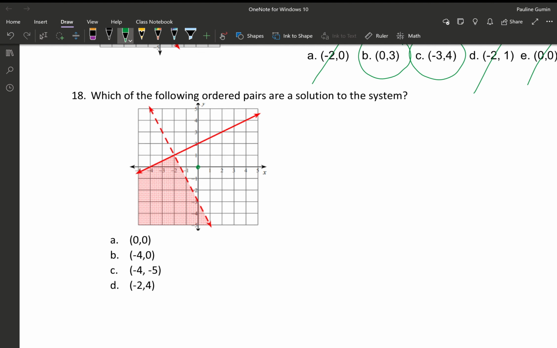Let's do the same thing for number 18. A is 0, 0. Nope, that wasn't even close. B is negative 4, 0. Beautiful, that's on the solid line and it's part of the shaded area. C is negative 4, negative 5. Wonderful, that works as well. D is negative 2, 4. Not even close. All right, not too bad.